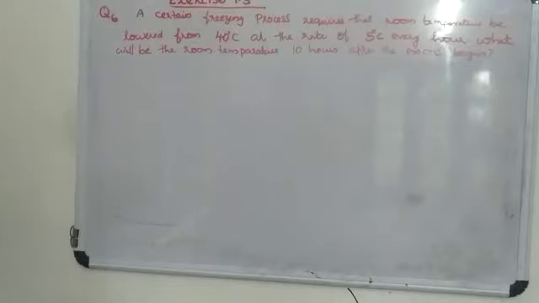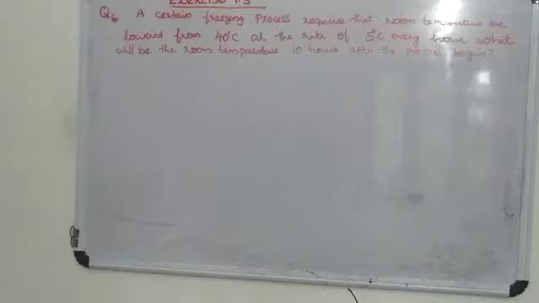So question number 6. A certain freezing process requires that room temperature be lowered from 40 degrees Celsius at the rate of 5 degrees Celsius every hour. What will be the room temperature 10 hours after the process begins? So here the present temperature is 40 degrees Celsius, and at every hour 5 degrees Celsius will be decreasing. So we need to find after 10 hours what will be the temperature in our room. Okay, how to find this?